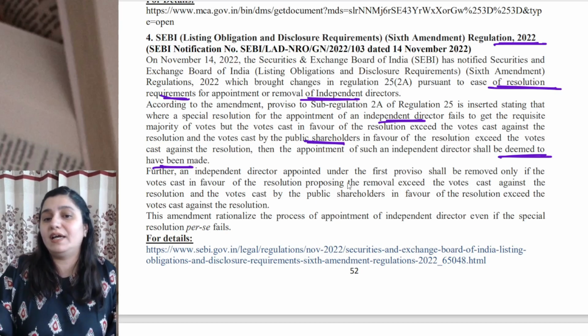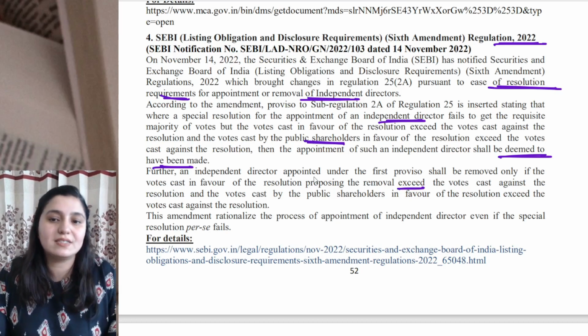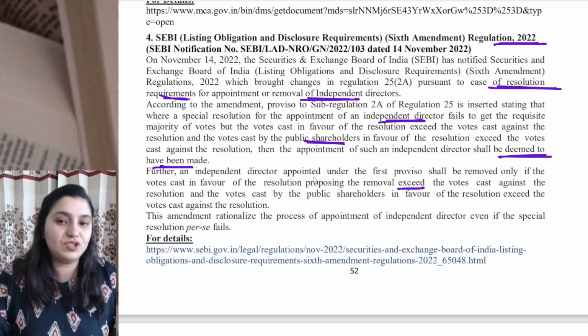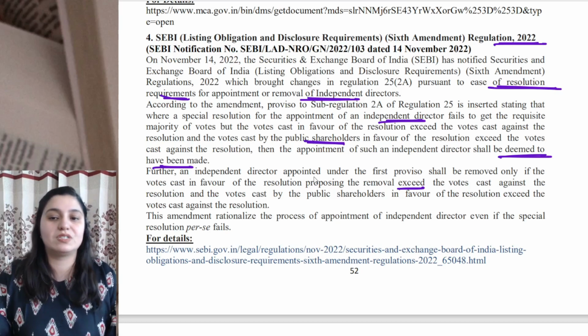Further, an independent director appointed under the first proviso shall be removed only if the votes cast in favor proposing the removal exceed the votes cast against, and votes cast by public shareholders in favor exceed the votes cast against.